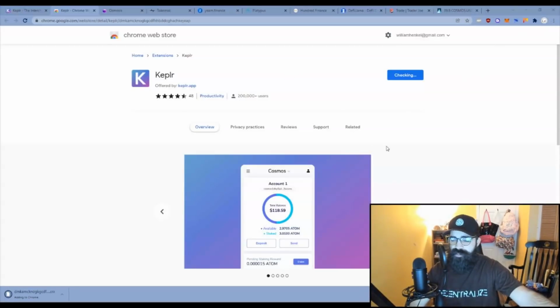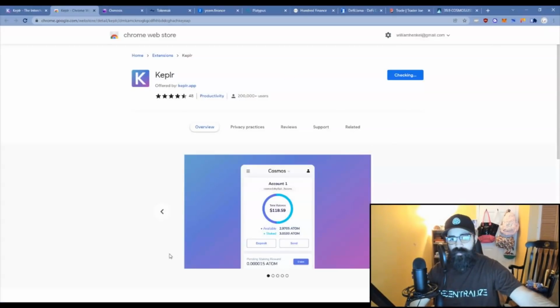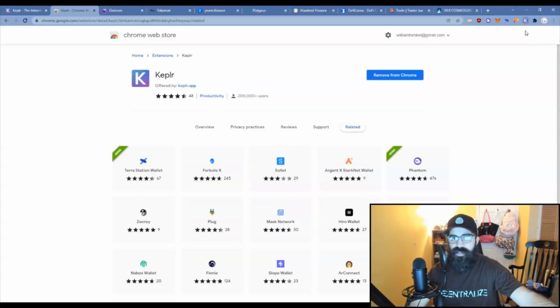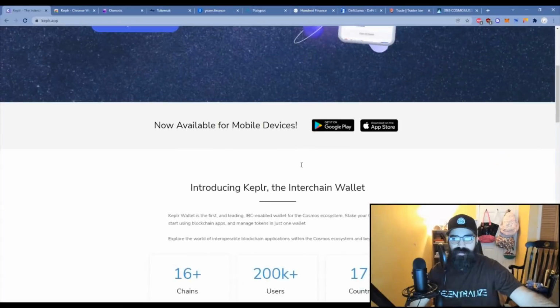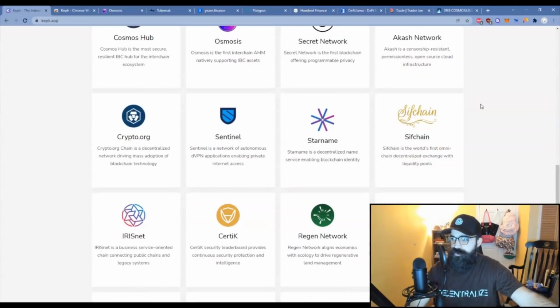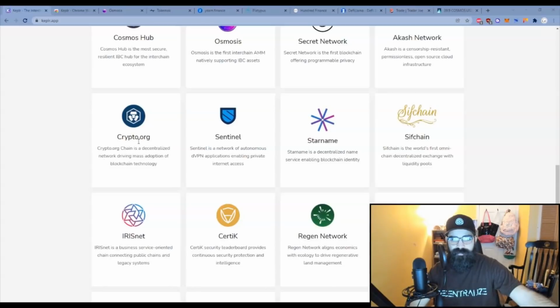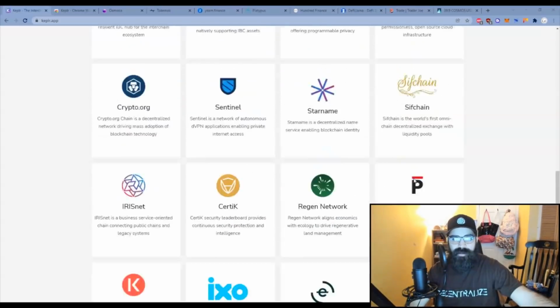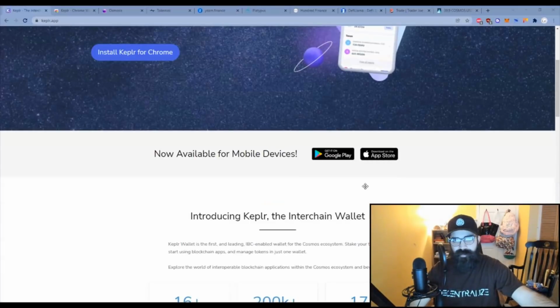Now, my recommendation is sending Atom to the Keplr wallet as your gas. The Keplr wallet has a bunch of different chains that you can interact with. A lot of people I know like Secret, so if that's what you're looking for, you can do that. It looks as if the Crypto.org chain also works with Keplr, so that's neat. But I'll be using it with Atom because I believe that's where most of the onboarding comes from.